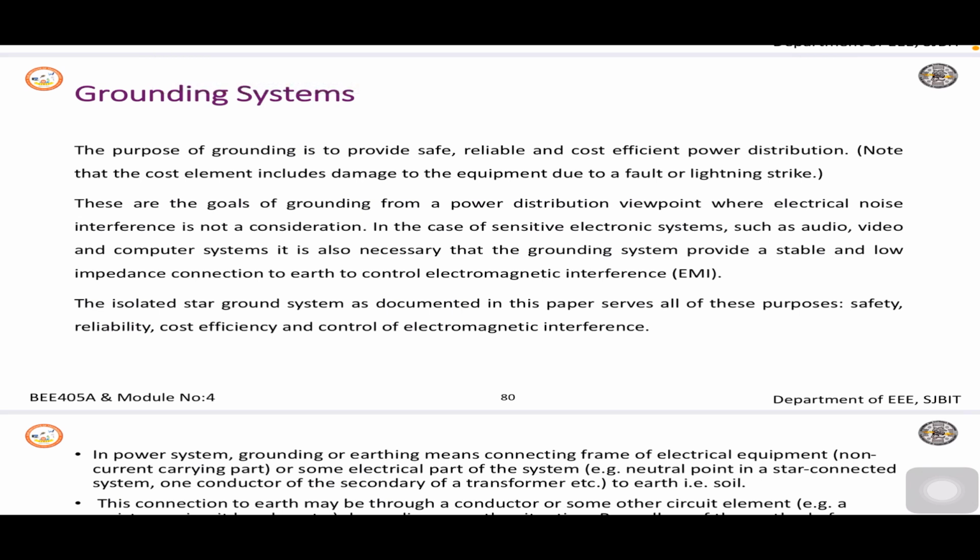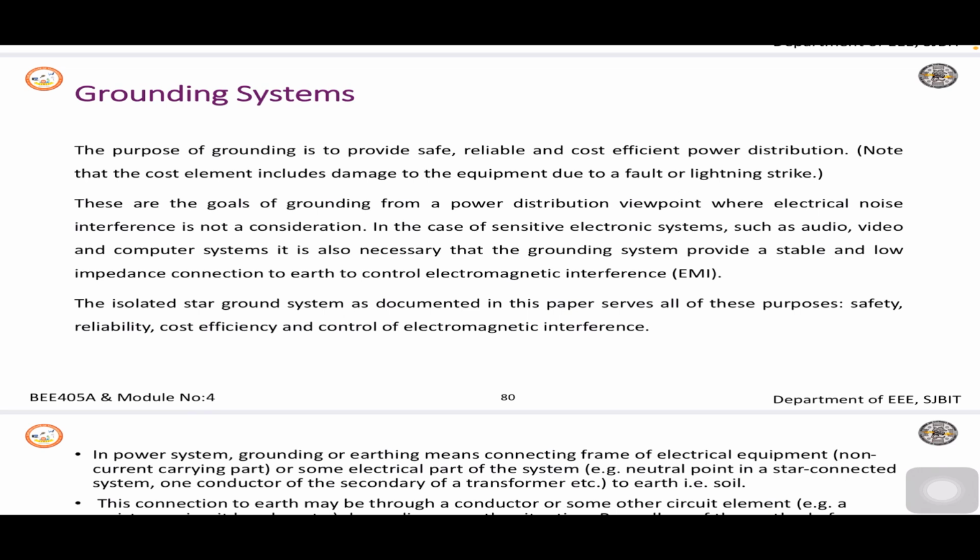In today's session, let us understand about grounding and types of grounding. First of all, let us understand what is grounding. The term grounding means it's a process of connecting the neutral point of a power system or the non-current part of the electrical appliance to the general mass of the earth.